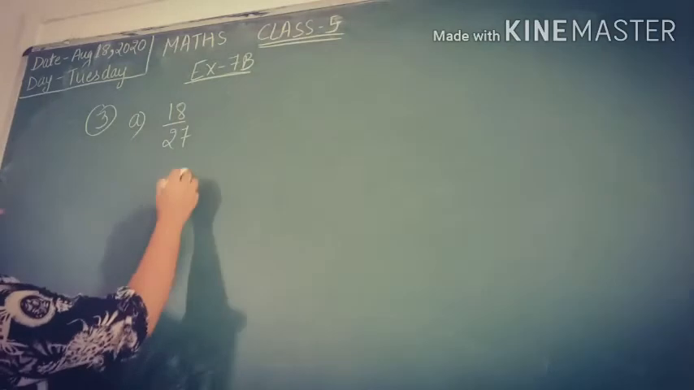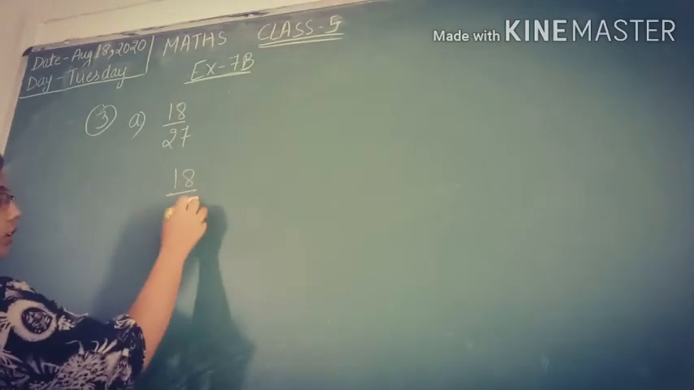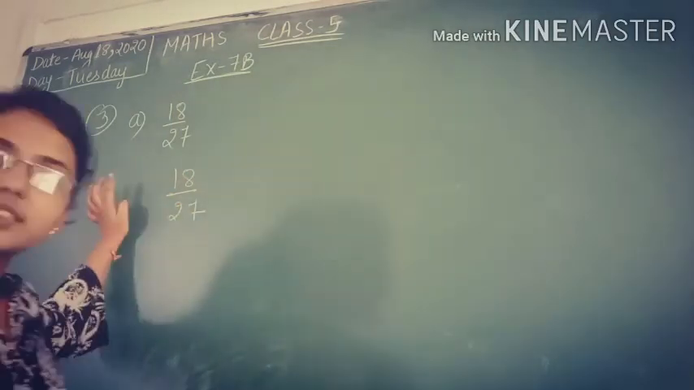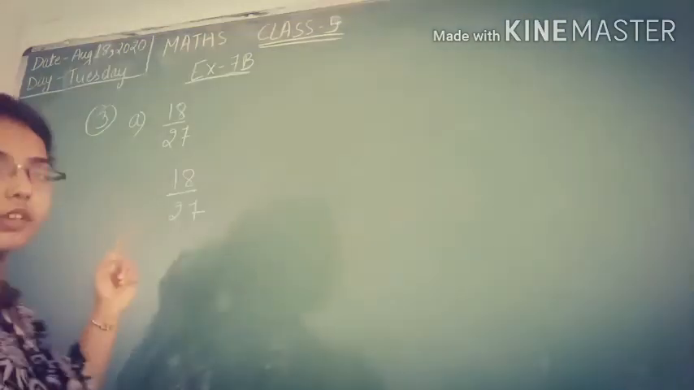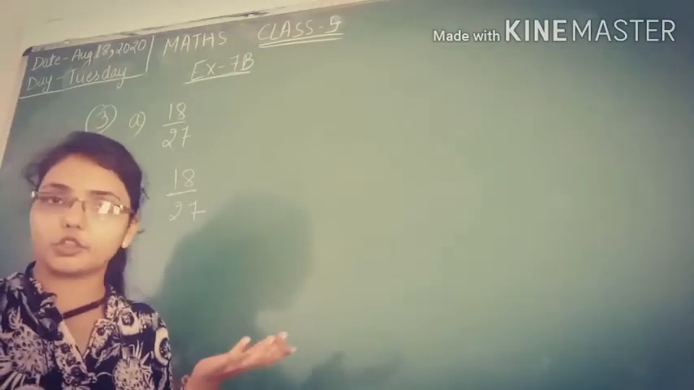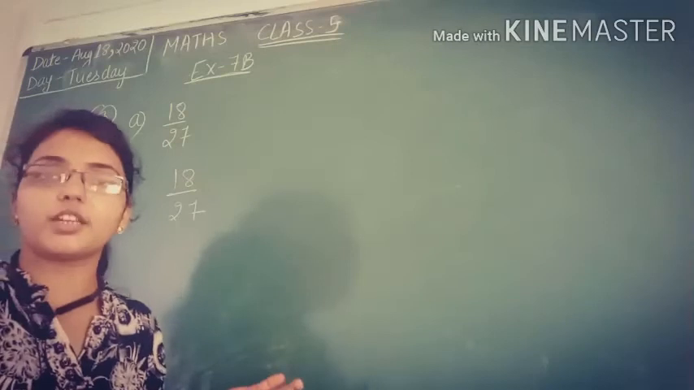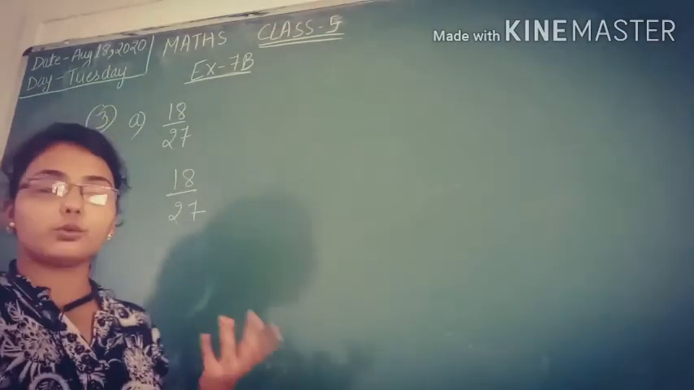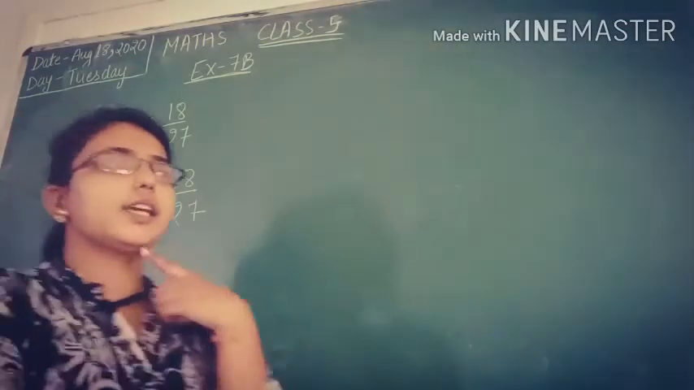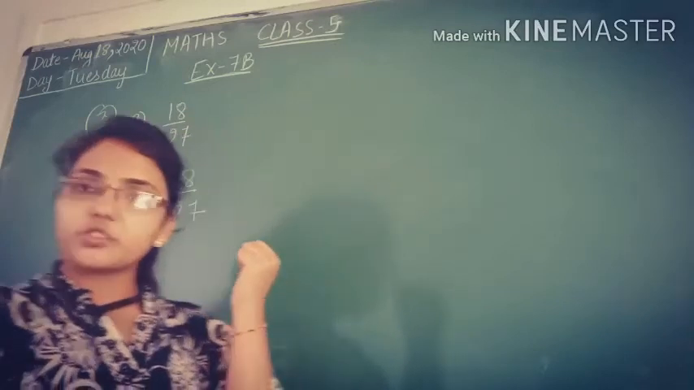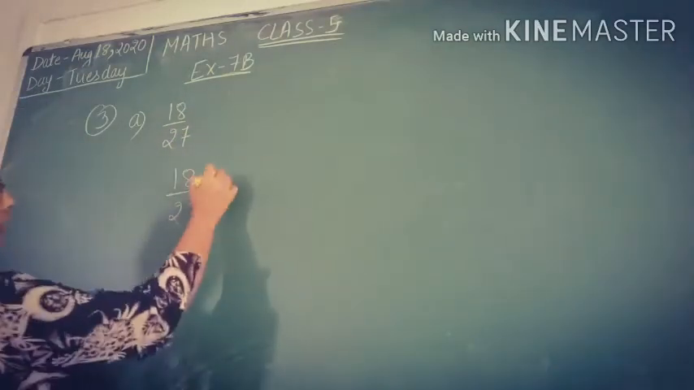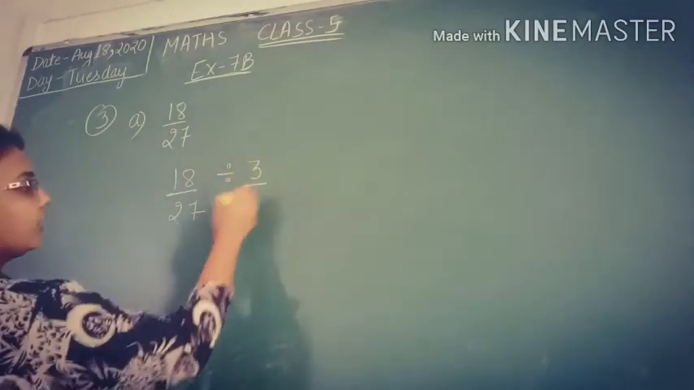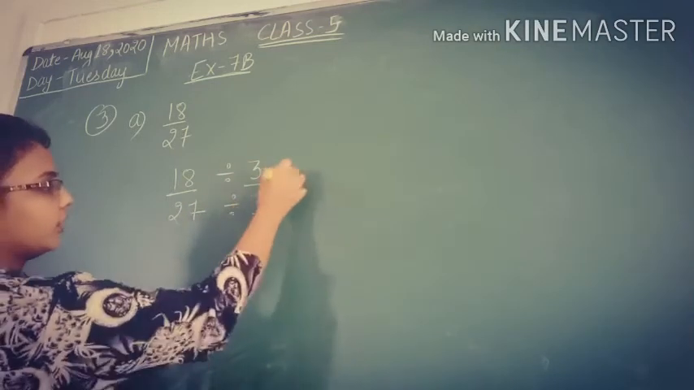So first of all, let's divide them. You just tell me that 18 is an even number and 27 is an odd number. So we cannot divide with 2 because 27 is not in the table of 2. So what should I do? Do both come in the table of 3? Let me think. Both numbers in the table of 3? Yes, exactly, they come. So I will divide the number with 3.